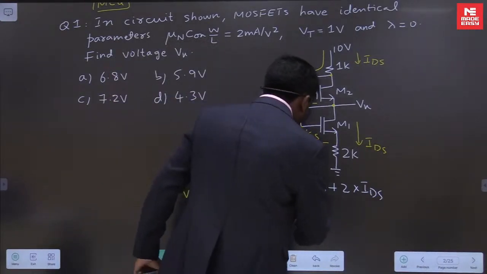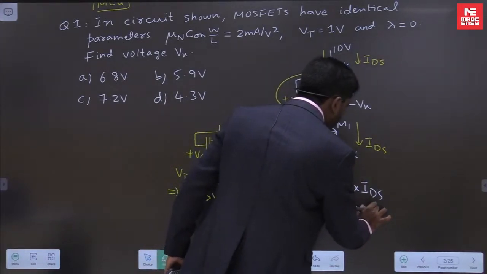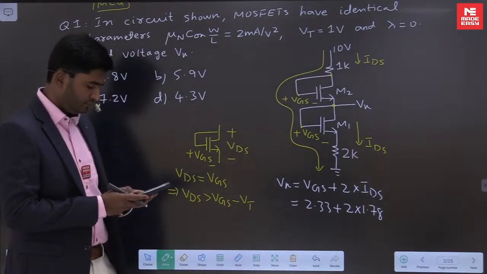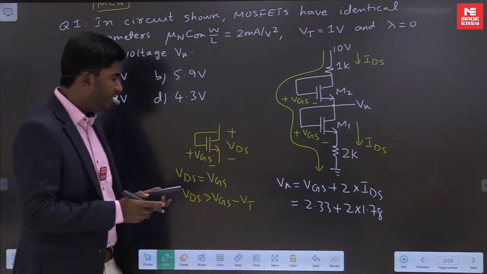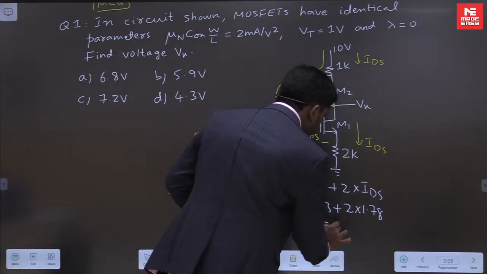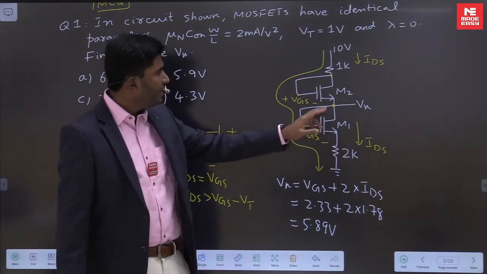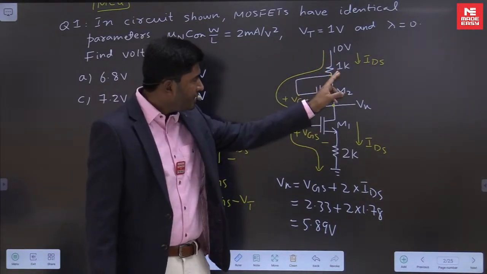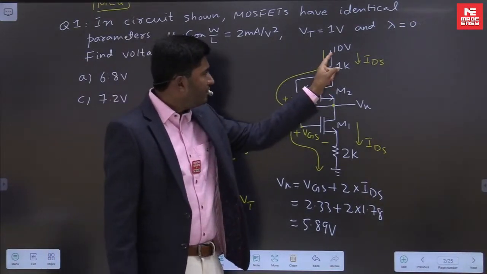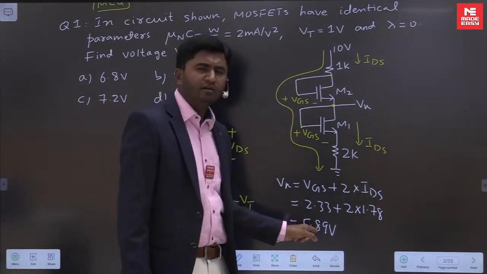It will be 2.33 plus 2 into 1.78. This you can calculate. I'm getting a value 5.89 volt. And we can also calculate Vx the other way. It will be 10 minus 1 into IDS minus VGS. It can be found in that way also. You can subtract from 10 volt, drop across 1K and this VGS. You will get same answer, 5.89.